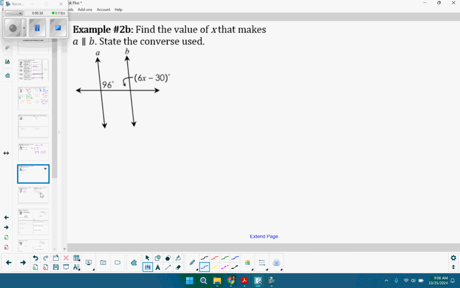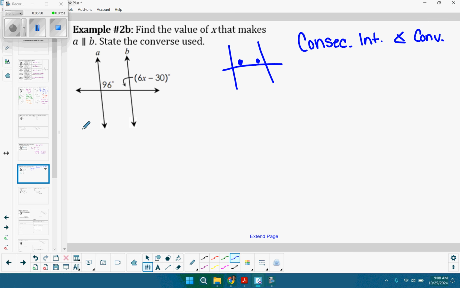So example 2b, it might be hard to see the relationship because they use the arrow, but what we're looking at are angles here and here. So those are consecutive interior angles. So I'm going to say I'm using the consecutive interior angle converse. And consecutive angles are supplementary. So we're going to do 6x minus 30 plus 96 equals 180. Same side, same sign. So 96 minus 30 is 66.